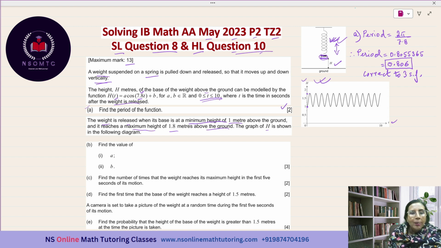Subpart B's question is find the value of, it is containing 2 further subparts. I is find the value of A and II is find the value of B. A is over here and B is over here. A is the amplitude and B is the principal axis. Actually, A is not the proper amplitude because you have to be careful about this. Because you know what is the shape of the cosine graph? It starts from the maximum value, comes down and then goes up. This is the shape of the cosine graph.